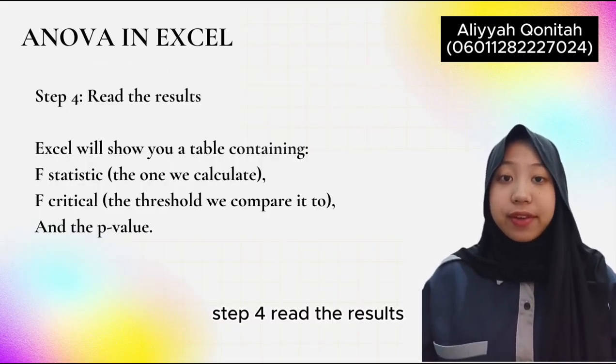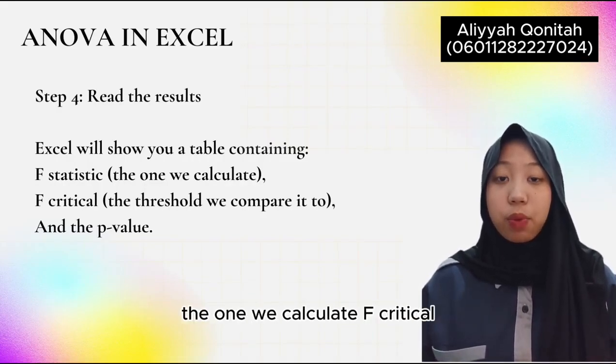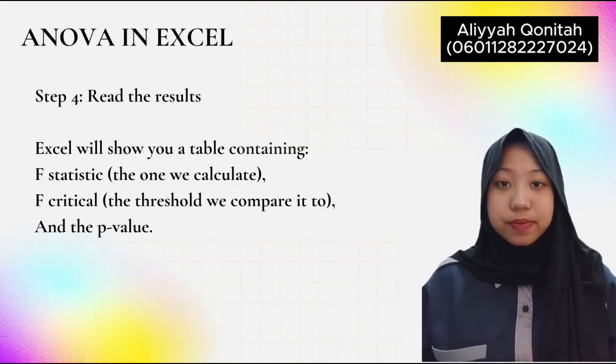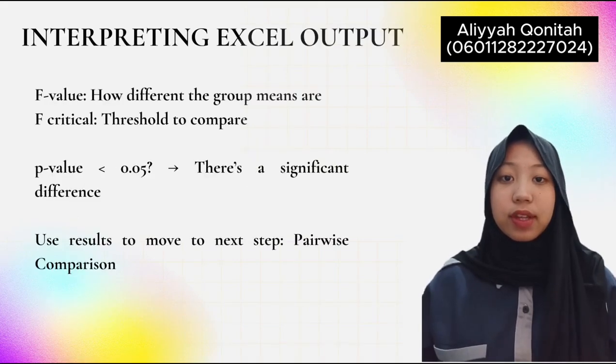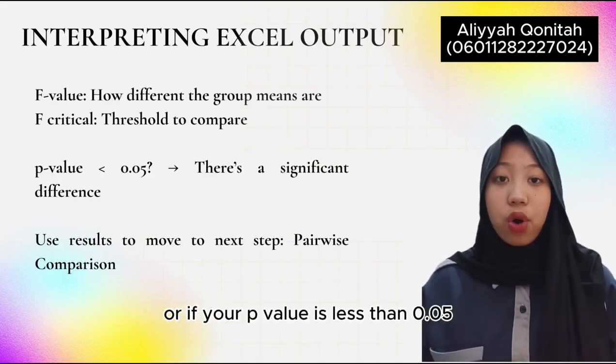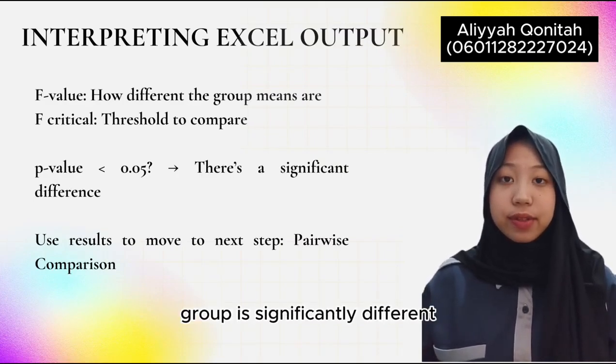Step 4. Read the results. Excel will show you a table containing the F statistic, the one we calculate, F critical, the threshold we compare it to, and the p-value. If your F statistic is greater than the critical value, or if your p-value is less than 0.05, that means at least one group is significantly different.